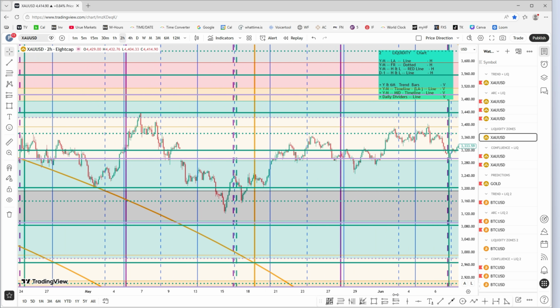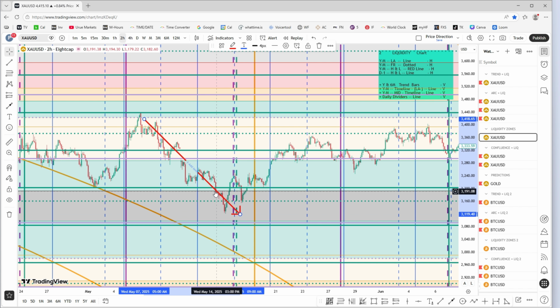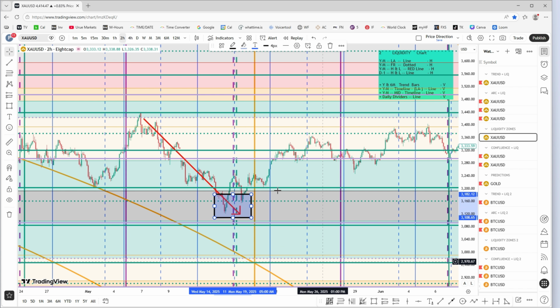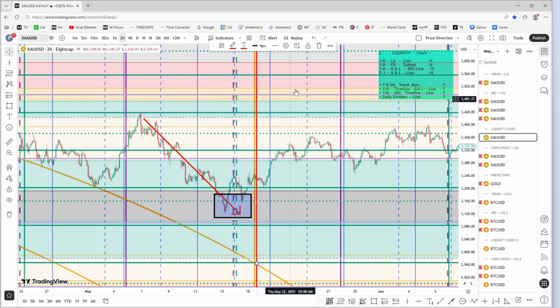Price, just look at this. Price dropped, as you can see, into what? Liquidity. Right there, into liquidity. There is a strong timeline right here. This timeline that you're seeing right here, the golden one, is the yearly.